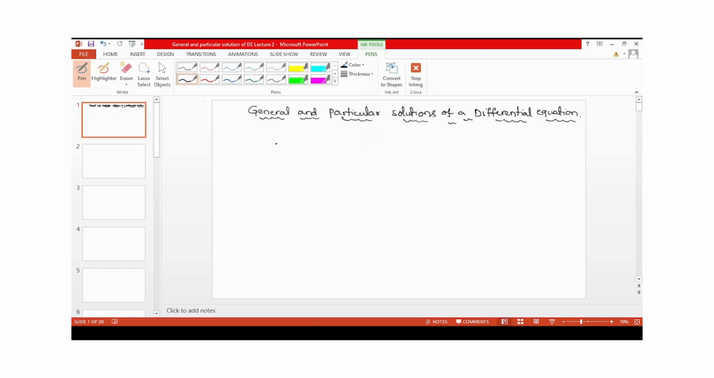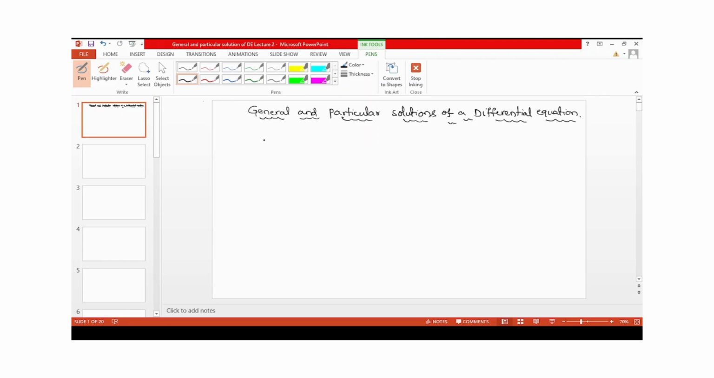Here in this class, I am going to discuss the general and particular solution of a differential equation. As we discussed in the first lecture, what a differential equation is, and what the order and degree of a differential equation are, and we have also solved exercise 9.1 of the CBSE Class 12 syllabus. Now, the continuation of it: general and particular solution of a differential equation.